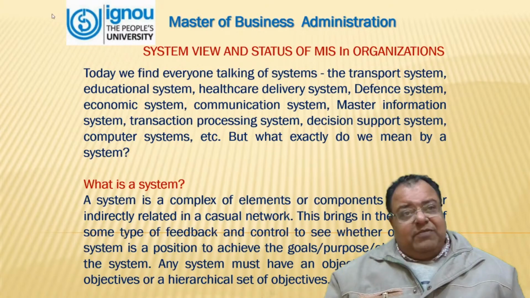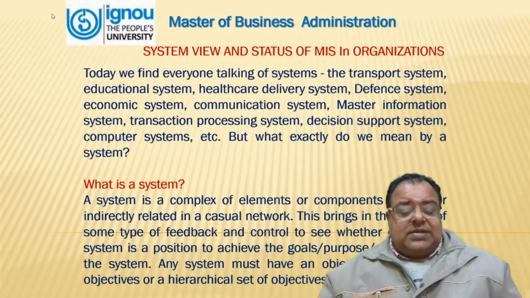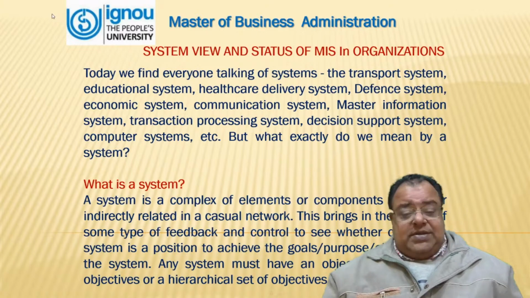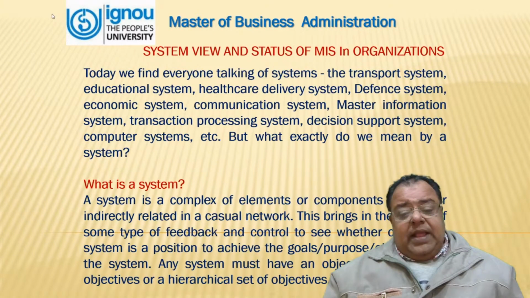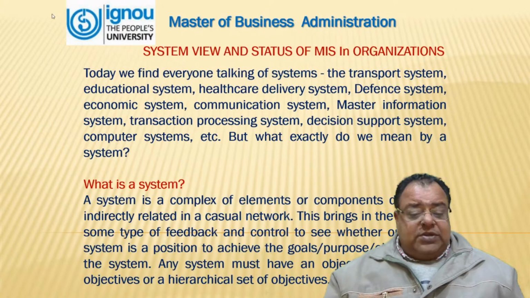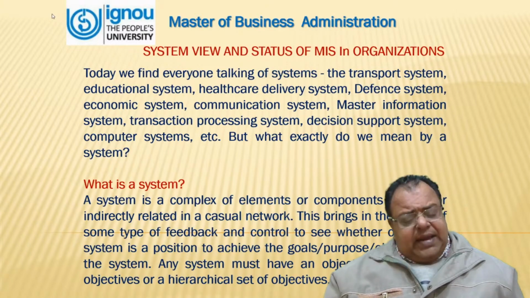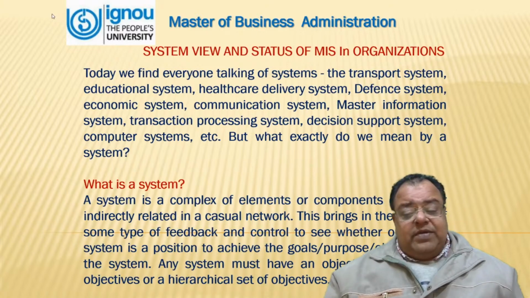We will define what a system is. A system is a complex of elements or components directly or indirectly related in a causal network. This brings in the notion of some type of feedback and control to see whether or not the system is in a position to achieve the goals, purpose, and objectives of the system. Any system must have an objective or a set of objectives, or a hierarchical set of objectives.